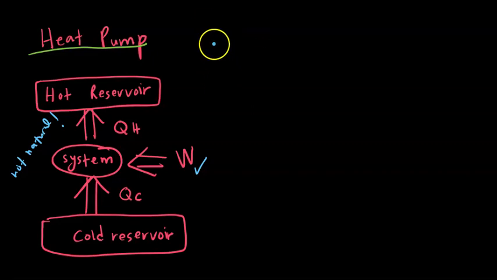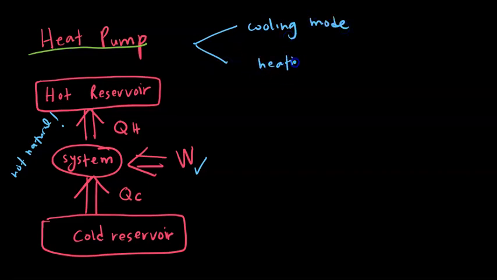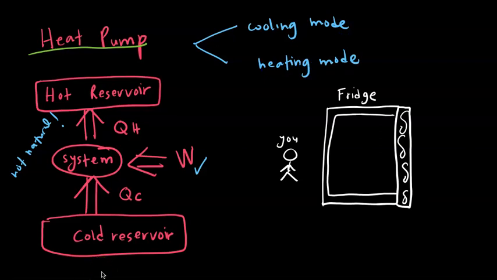Now, heat pumps can work in 2 modes, which are the cooling mode and the heating mode. So I attempted to draw a fridge. This is the front part of the fridge, the inside of the fridge, and this is the back part of the fridge. Okay, so the back part of the fridge, let's assume, is the heat pump. So this guy is the heat pump. It is part of the fridge, and the fridge is operating in cooling mode. Okay, so what happens here?